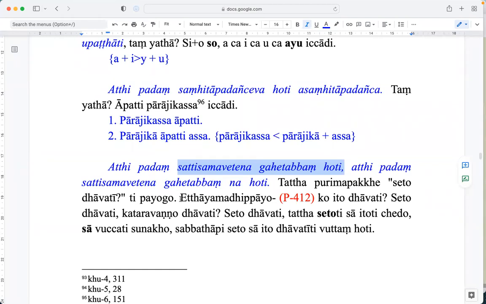Itaya Made Bayo. Ita Ayan Ade Bayo. So here, this is the intended meaning. Here, in this example, Ita Ayan, this is Ade Bayo, the intended meaning. So, Ko Ito Dawati. Sayadaw Dawati. Ko Ito Dawati. Who runs from here?